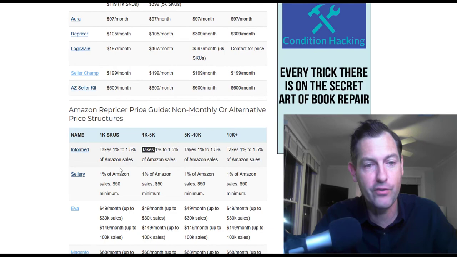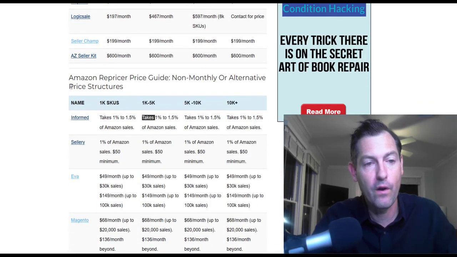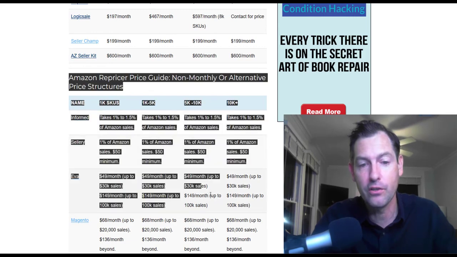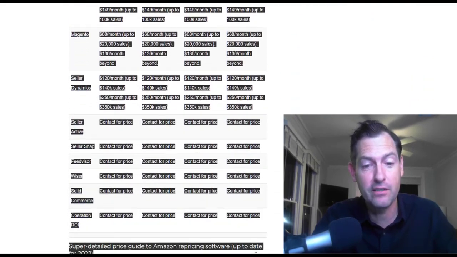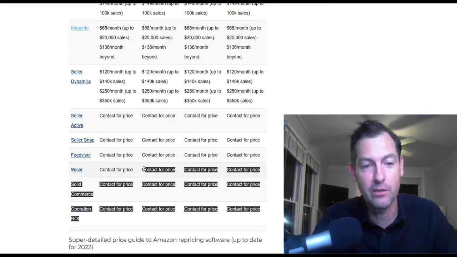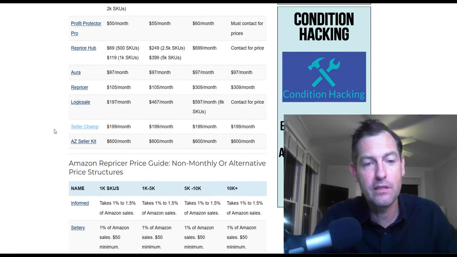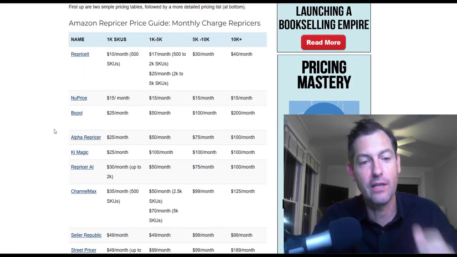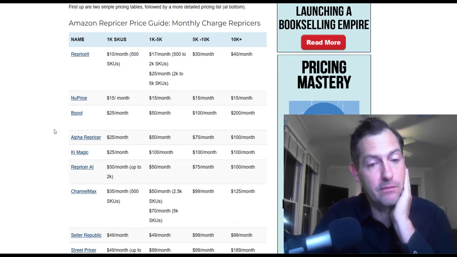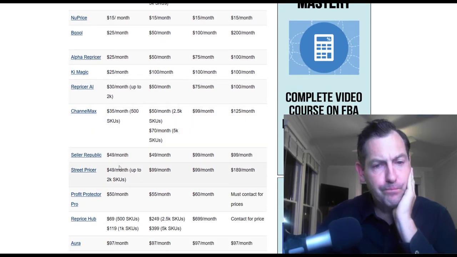I have two different pricing tables here. One for just flat monthly fees, and then one for Amazon repricing tools that have alternative pricing structures. And a lot of them actually don't even advertise their price. These are always the really expensive ones, by the way. But anyway, the point is, if you're a very small seller or a small to mid-size, whatever you call 5,000 or less, expect to pay $10 to $50. And again, the benefits just aren't that clear above that.